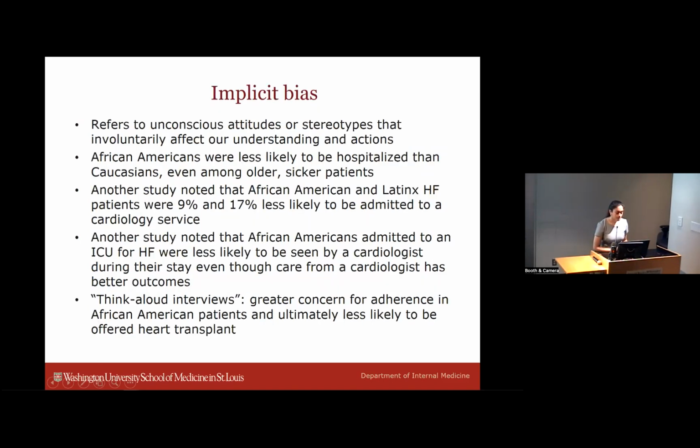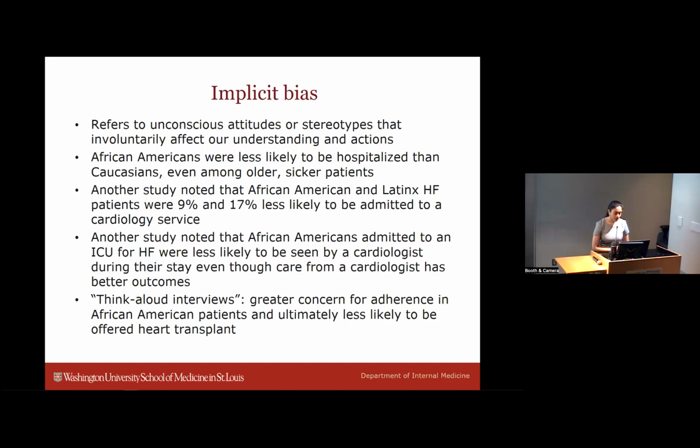Implicit bias refers to unconscious attitudes or stereotypes that involuntarily affect our understanding and actions. Prior studies we discussed have shown how implicit bias can affect the clinical decision-making of healthcare providers, including the acute care of African American patients with heart failure from the emergency department to the ICU.